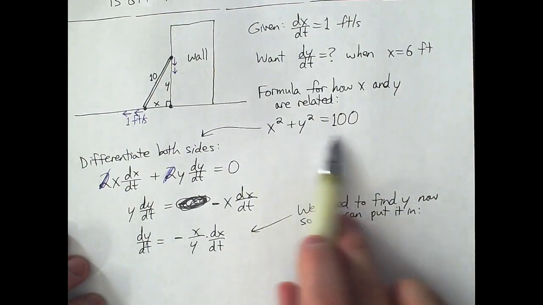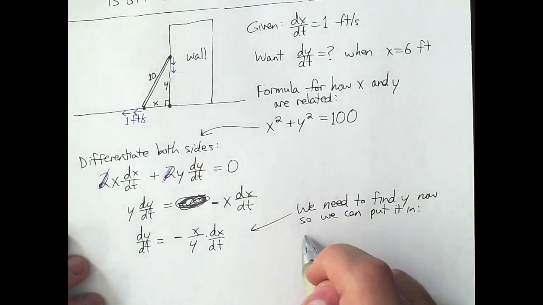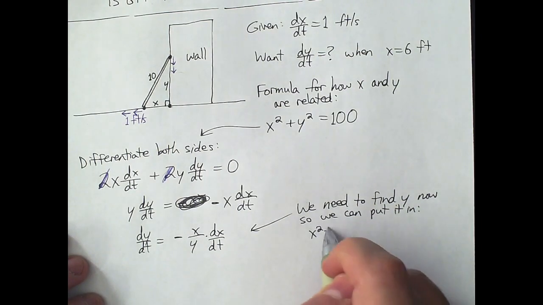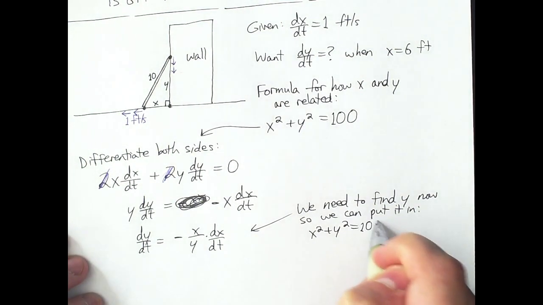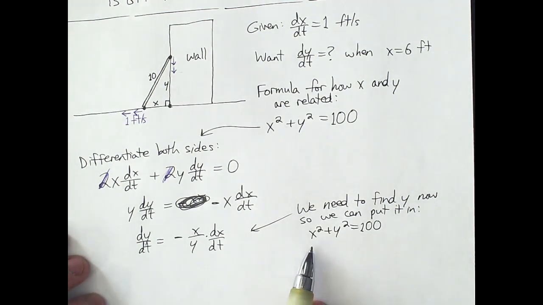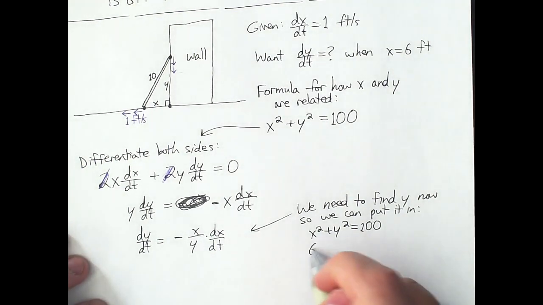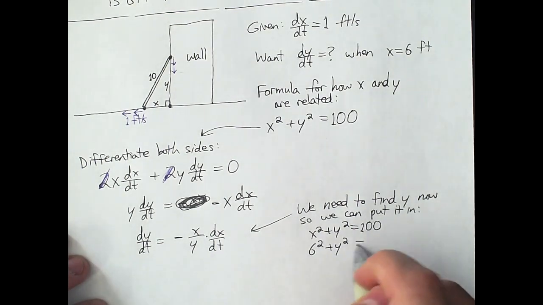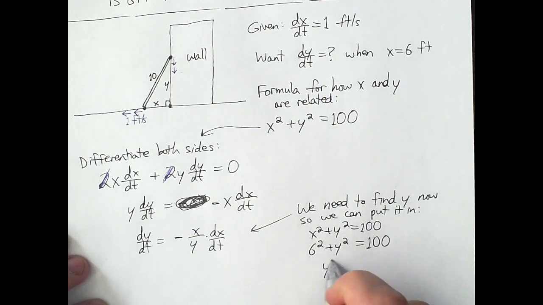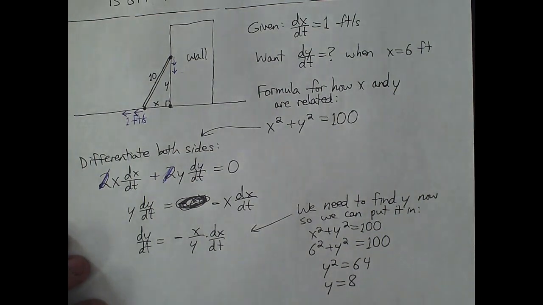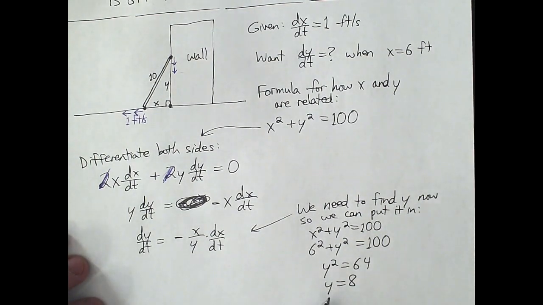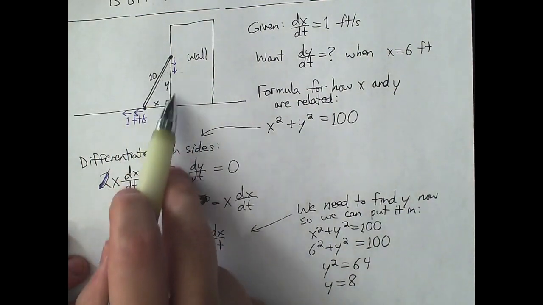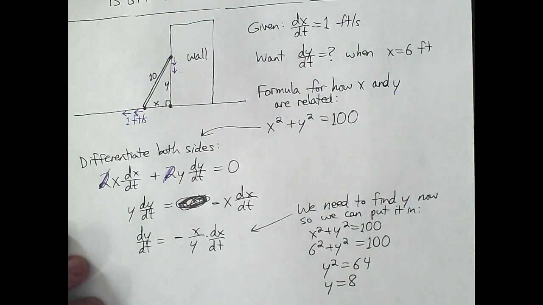Use the formula that you already wrote for how x and y are related to each other. So we know that x squared plus y squared equals 100, and we are interested in what's happening when x is 6. So 6 squared plus y squared equals 100, and we can find y from this. So y squared is going to be 64, so y is going to be 8. Can y be negative 8? It's a side length of a triangle, so I know that it has to be positive.